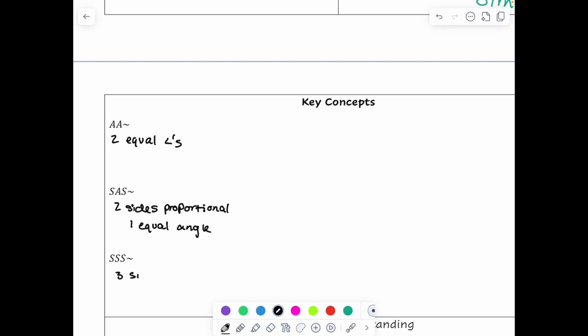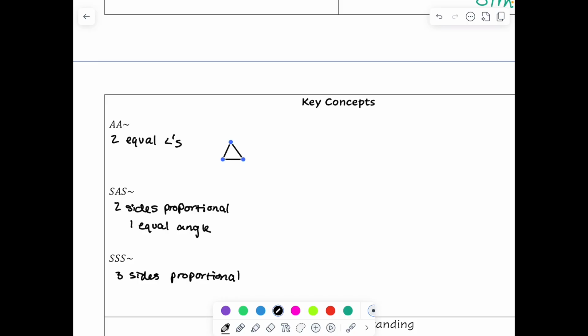So again, key concepts here. This one I am going to go through. I think it's important. Angle-angle similarity is where you have two equal angles. Side-angle-side similarity is where you have two sides that are proportional, and one equal angle. And then side-side-side is where you have three sides proportional.